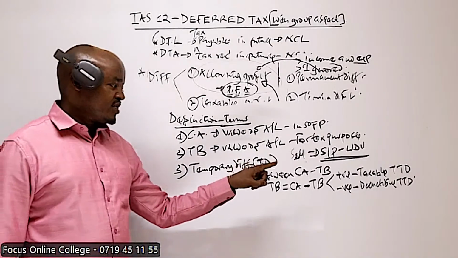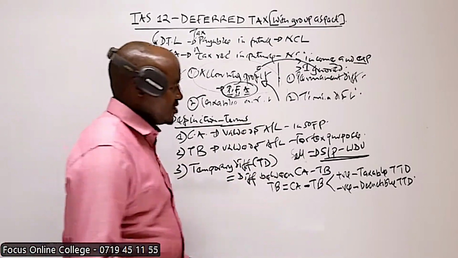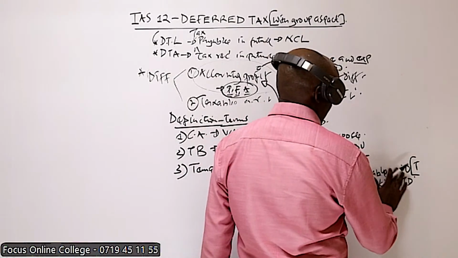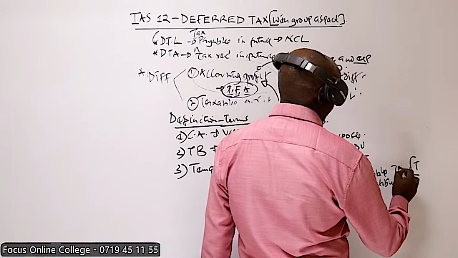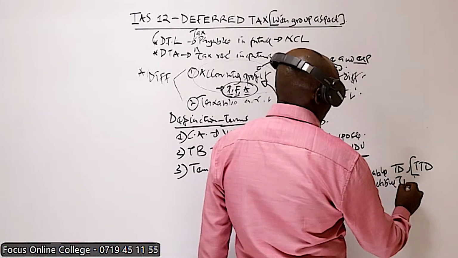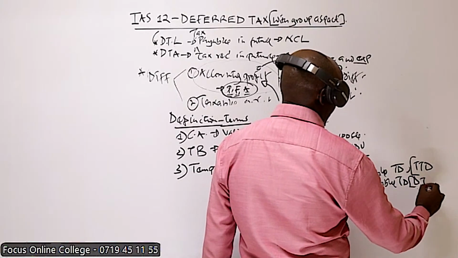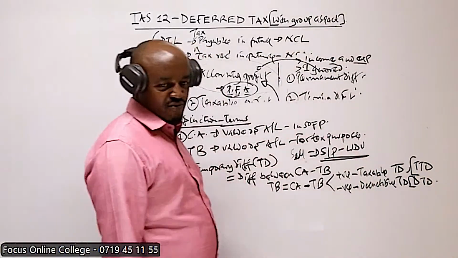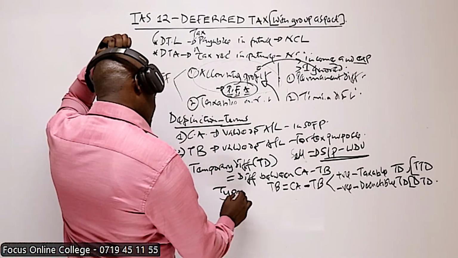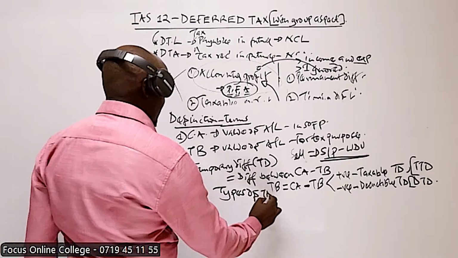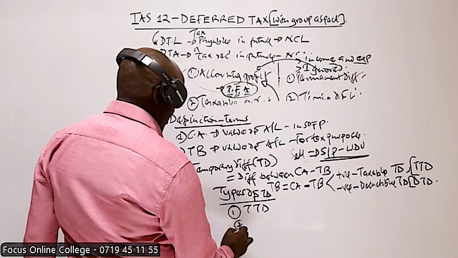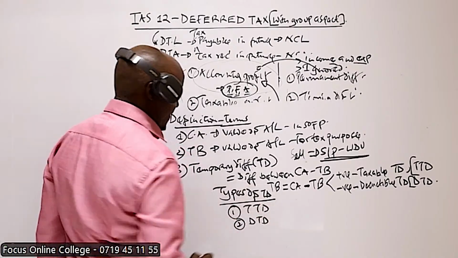We have the taxable temporary difference. Actually, this one is abbreviated as TTD. Just remember those abbreviations. TTD, taxable temporary difference, whereas this one is called the deductible temporary difference. So therefore, here we have two types. Types of temporary difference are two. We have the taxable temporary difference, and number two, we have deductible temporary difference.